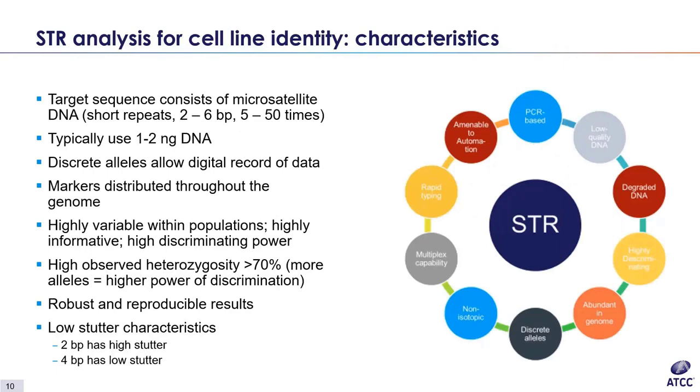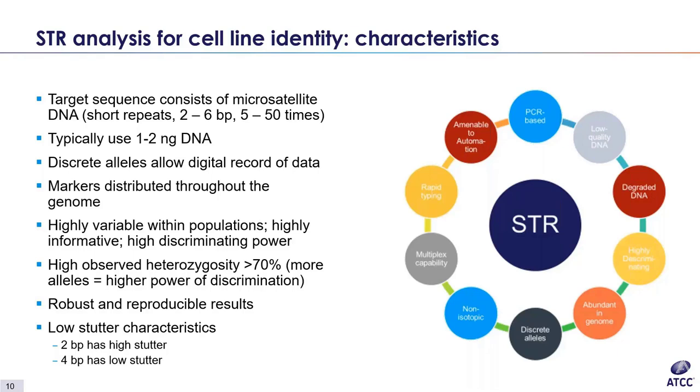So what is STR profiling and why is it the best technology for authenticating a cell's identity? The technology is based on identifying target sequences based on microsatellite DNA. Microsatellite DNA are short repeats of 2 to 6 base pairs that can repeat from 5 to 50 times. The repeats can be either simple and next to each other or complex and separated by short intervening sequences. The protocol itself only requires 1 to 2 nanograms of DNA and 1 to 2 fragments. The analysis is easy to read as the result is returned as a series of discrete alleles, which I'll talk about more in a moment.